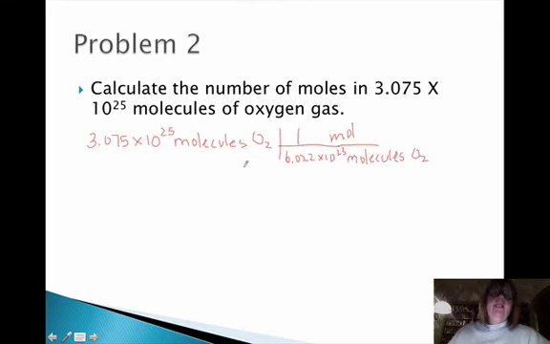In this problem, you're going to take the 3.075 E to the 25th, and you're going to divide, because this is in the denominator, by Avogadro's number, and your answer is going to be 51.06 moles. Now, if you look at what you're starting with, that number is bigger than 10 to the 23rd. So we're going to expect it to be much greater than 1 mole, and it is 51.06 moles of oxygen molecules. Okay, so that's how you convert between atoms or molecules and moles, and you use Avogadro's number.